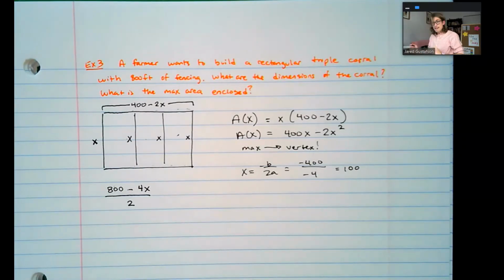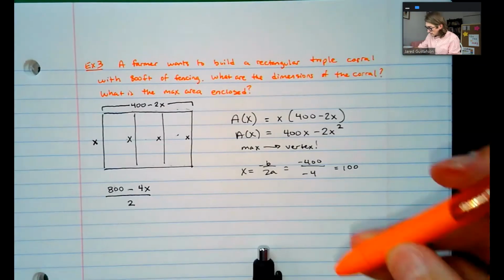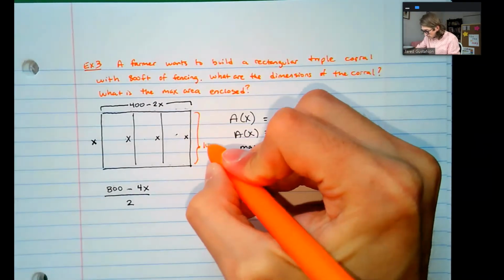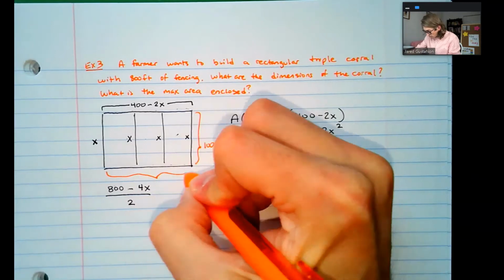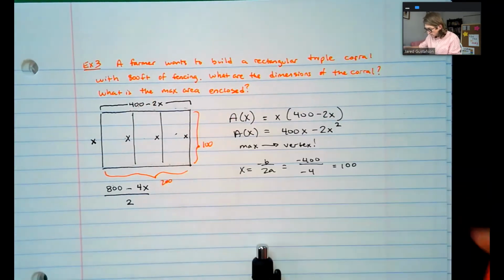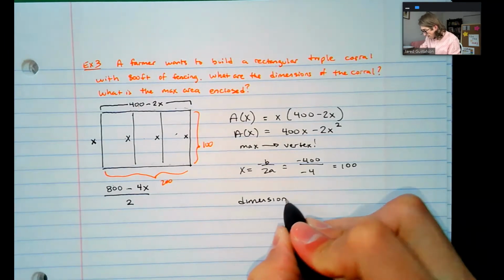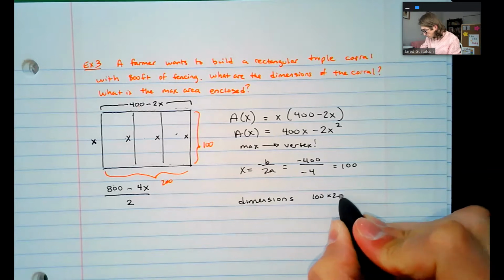So it looks like we have one length right here. This length right here is 100. How far would it be across the bottom? Well, 400 minus 2 times 100. Well, that would be 200. So what are our dimensions? 100 by 200 feet.